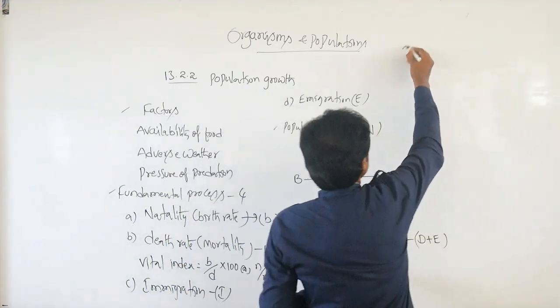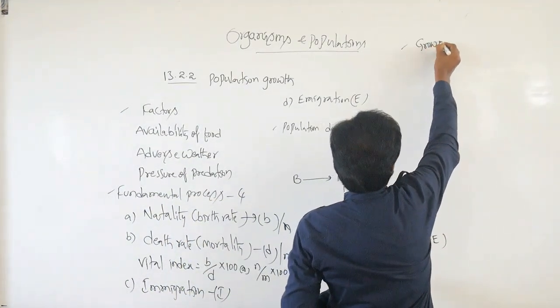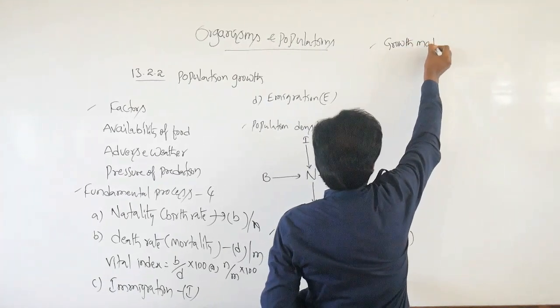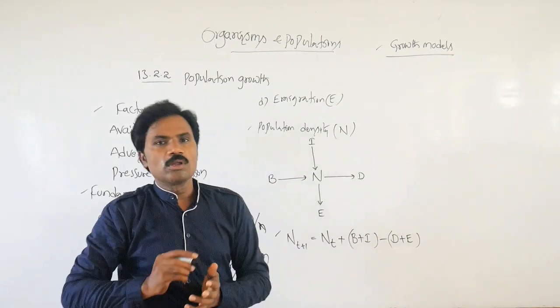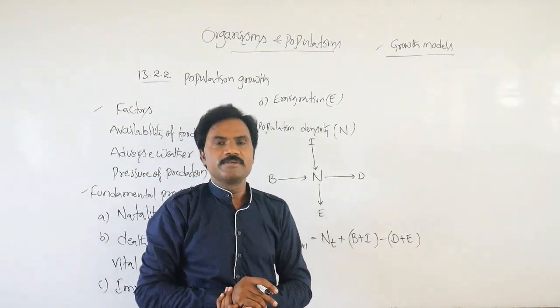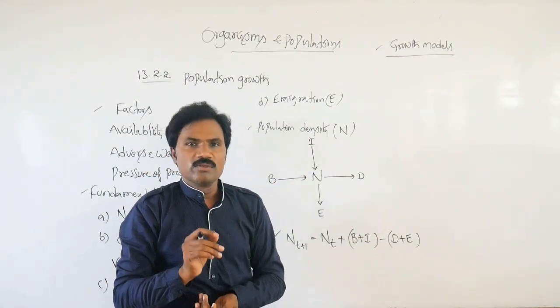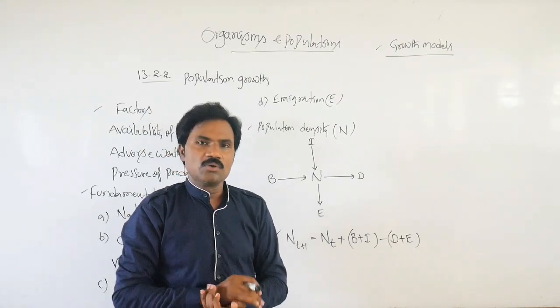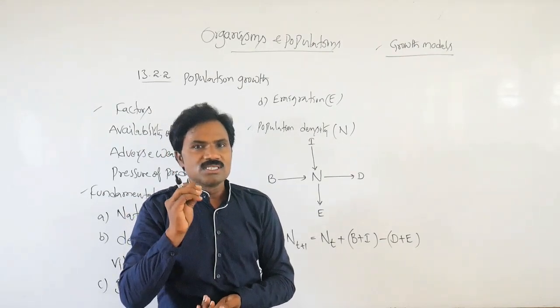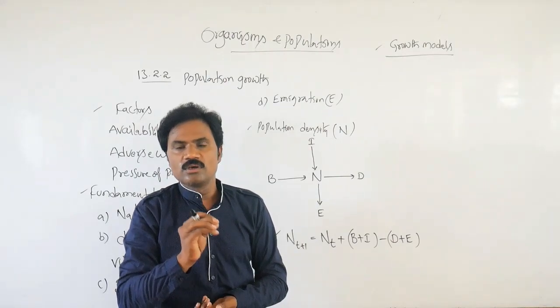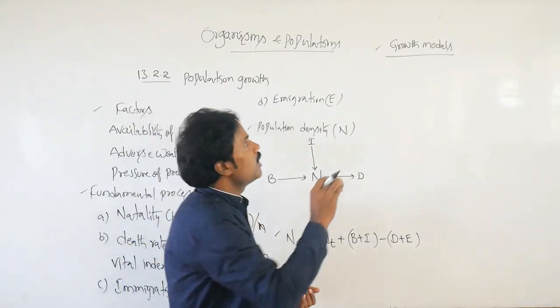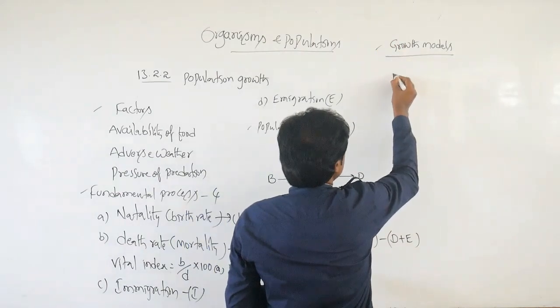What growth models are present? There are two growth models. What are they? One is the exponential growth. Another one is the sigmoid growth. One is exponential, another one is sigmoid growth. Exponential growth.